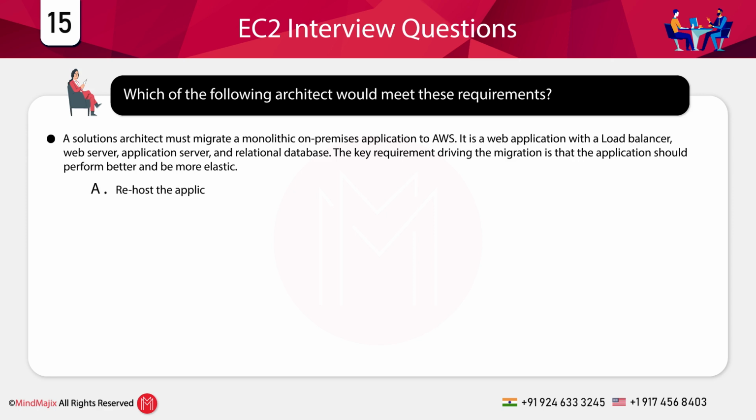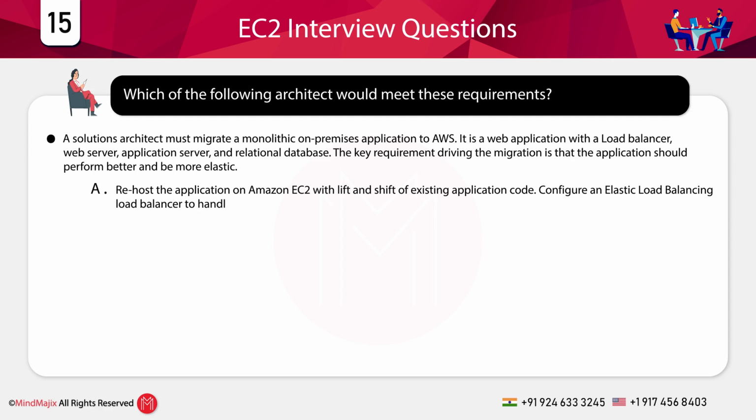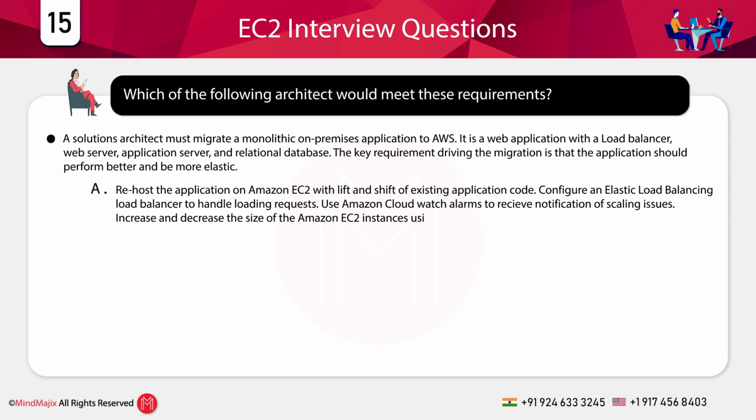Option A: Rehost the application on Amazon EC2 with lift and shift of existing application code. Configure an elastic load balancer to handle the incoming requests. Use CloudWatch alarm to receive notification on scaling issues. Increase and decrease the size of the Amazon EC2 instance using AWS CLI or AWS Management Console as required. Now it's saying to increase and decrease the scaling using the CLI manually. Obviously that will not be an approach. So A is eliminated.